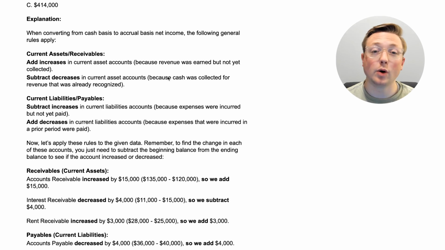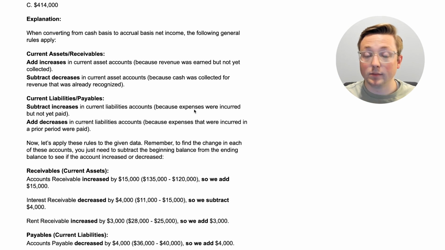Cash was collected, but you already recognized the income under the accounts receivable accrual method. So it's already been recognized, so you need to subtract it from the cash basis so you don't double count. And then for current liabilities and payables, you subtract any increases in current liabilities because these expenses were incurred but haven't been paid. So again, you are incurring them, they're expenses according to accrual accounting, but under cash accounting, they hadn't expensed those yet. So under accrual, you need to subtract it because it hasn't been subtracted yet.